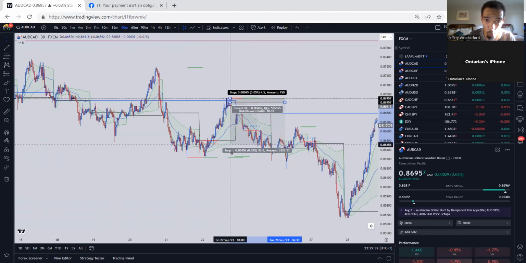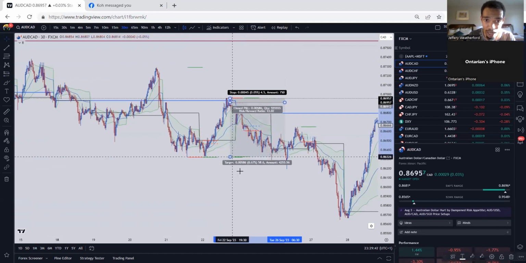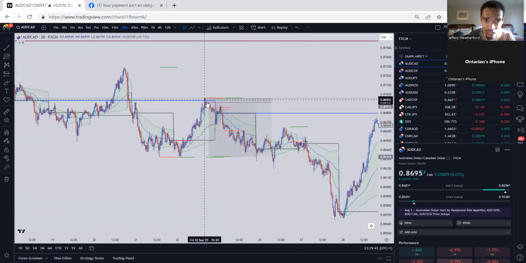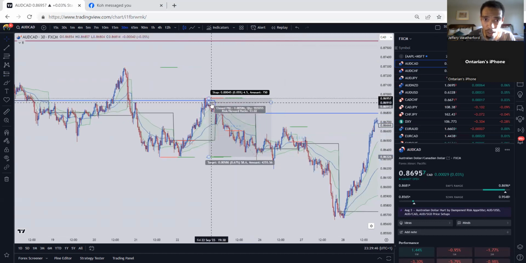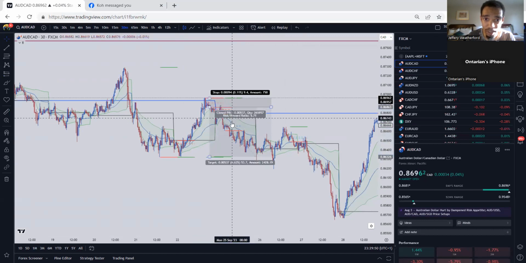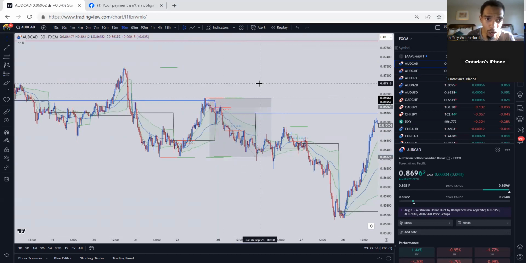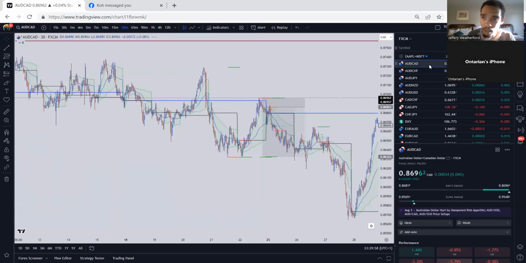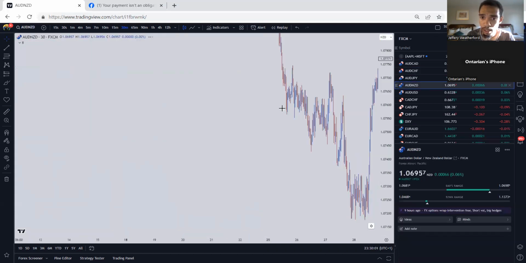And although this one wouldn't have activated because it never came back to that suggested entry, if you were a little brave, you could have popped that entry for a 10 pip stop loss. An entry for a 5.1 to 5.7, pretty good RR.